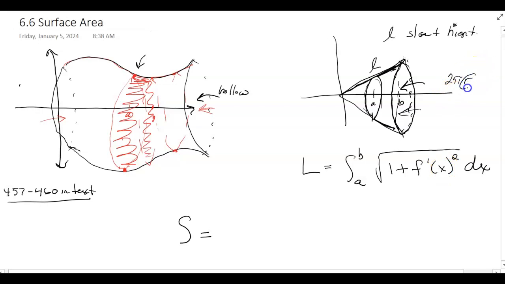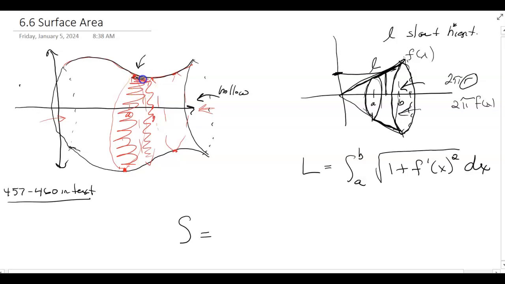Now let's talk about the radius. At any given point, and by the way, when you take this little section, it's called a frustum. Interesting little word. Frustum, we're taking one single frustum. At any given point, the radius is just going to be our f of x value. So the circumference is 2 pi f of x.